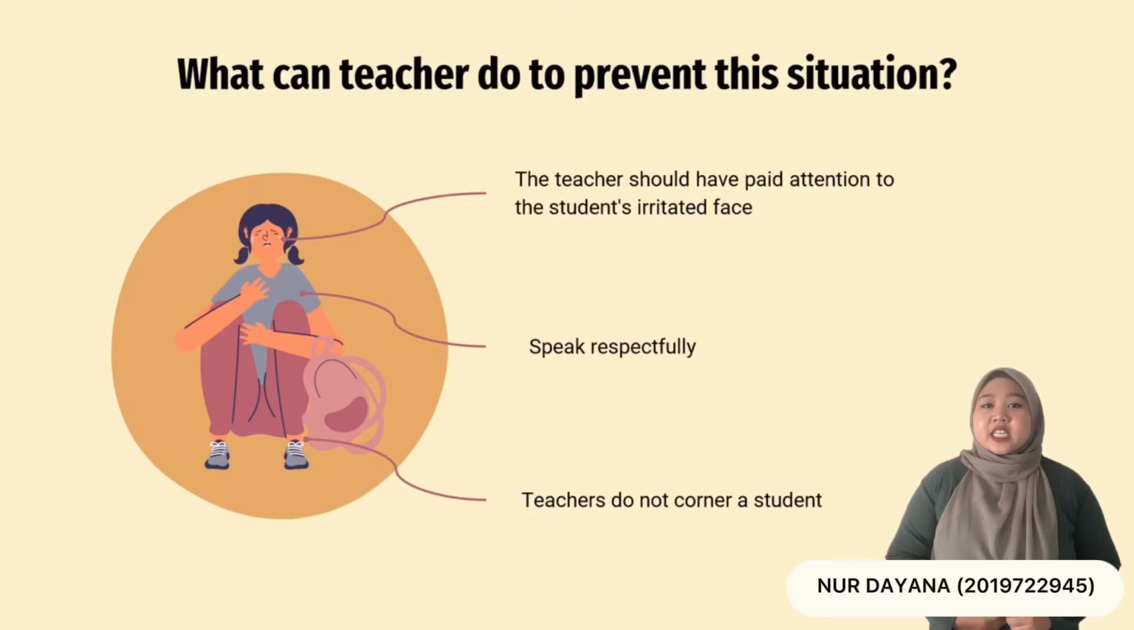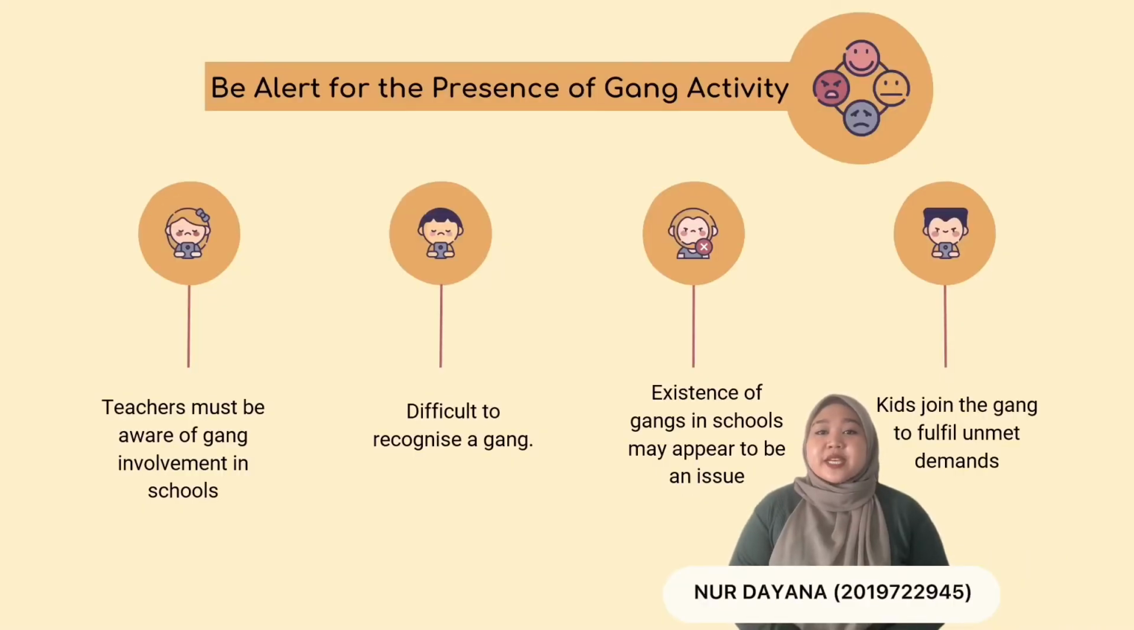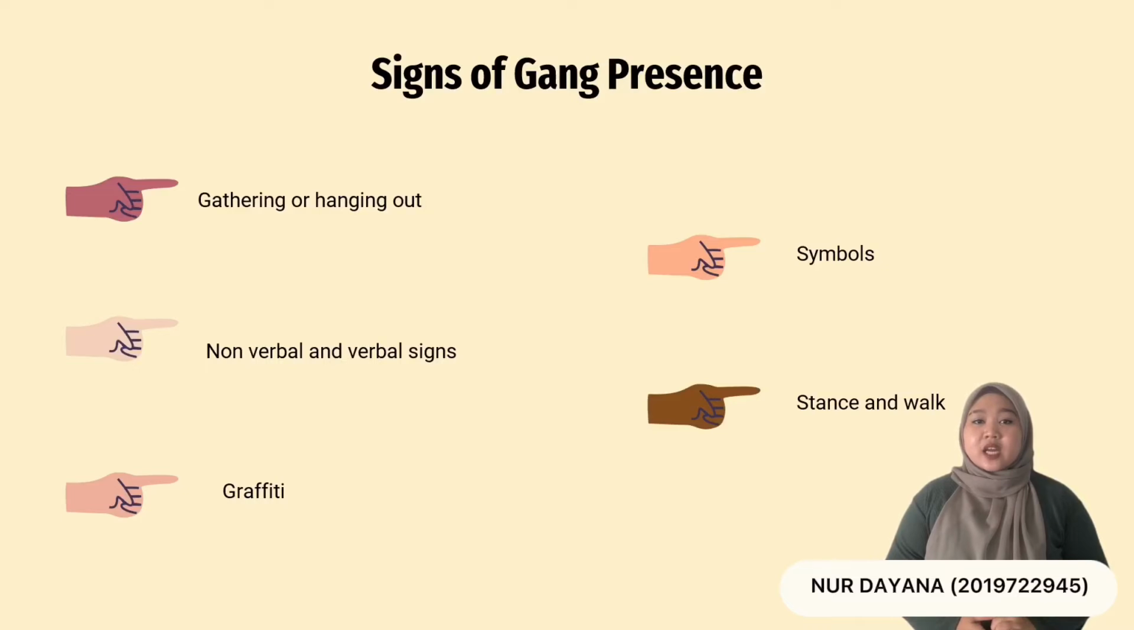Lastly, if teachers do not corner a student, quarrel, participate in a power struggle, or embarrass the kid in front of others, they can typically avoid difficult situations. The last strategy is to be alert for the presence of gang activity. Teachers must be aware of gang involvement in schools, since it is highly connected to the prevalence of firearms, drugs, and violence. There are a few signs to help us know about gang presence.